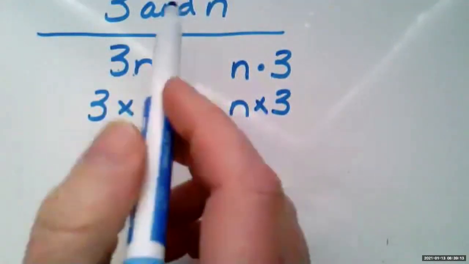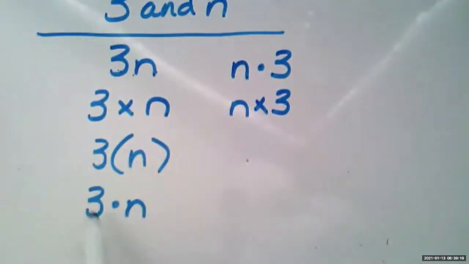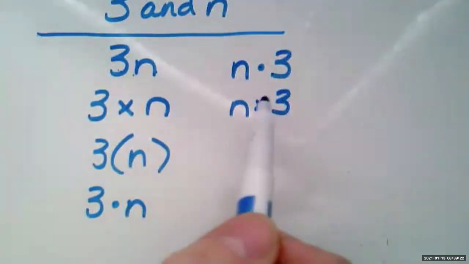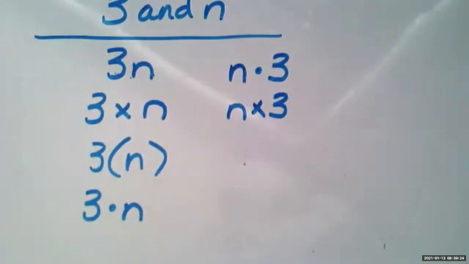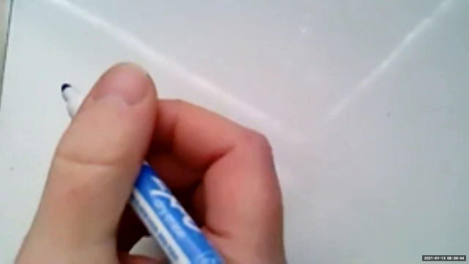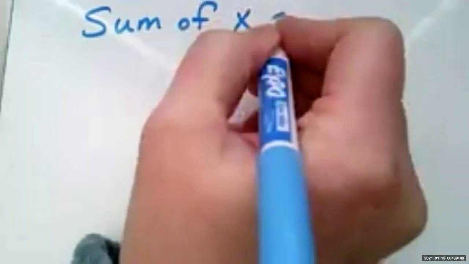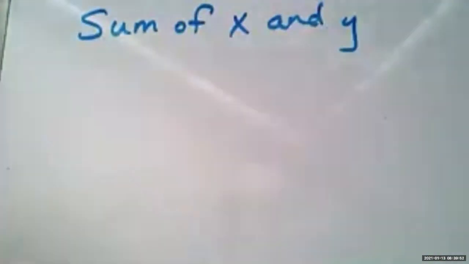Okay, 3 times n. If I replace n with 2, 3 times 2 would be 6, no matter which way you look at it. Or if you flip it around, 2 times 3 is also 6. So multiplication is a very beautiful thing because you can mix the numbers around and it won't change the answers. Just like addition, if I were to say the sum of x and y, go ahead and write that.